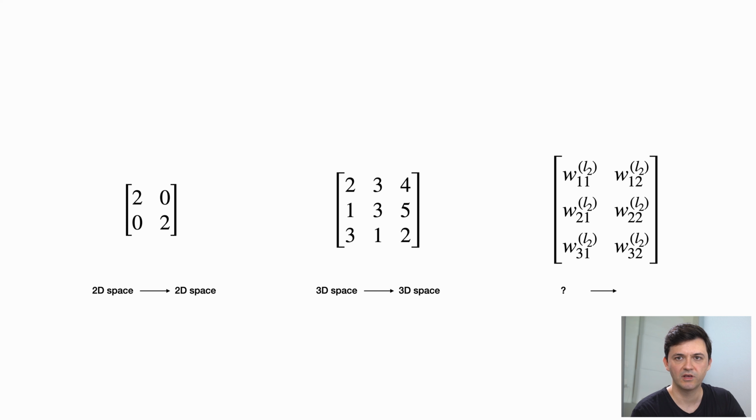But what about the matrix on the right? It is not square. How does this matrix transform the space? I will try to visualize this and much more in our next example.